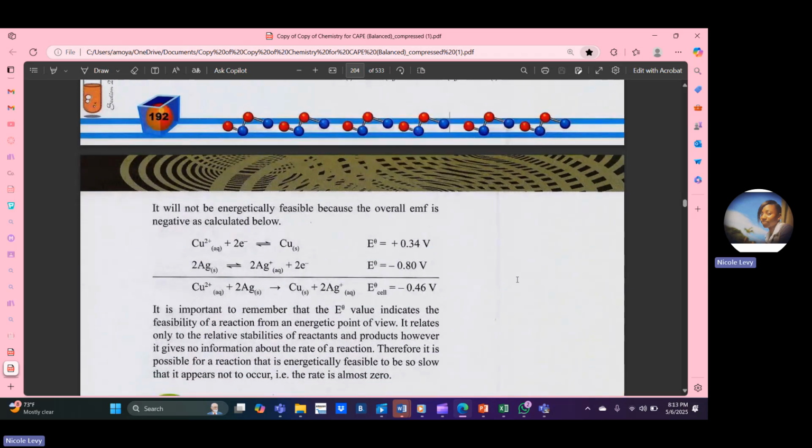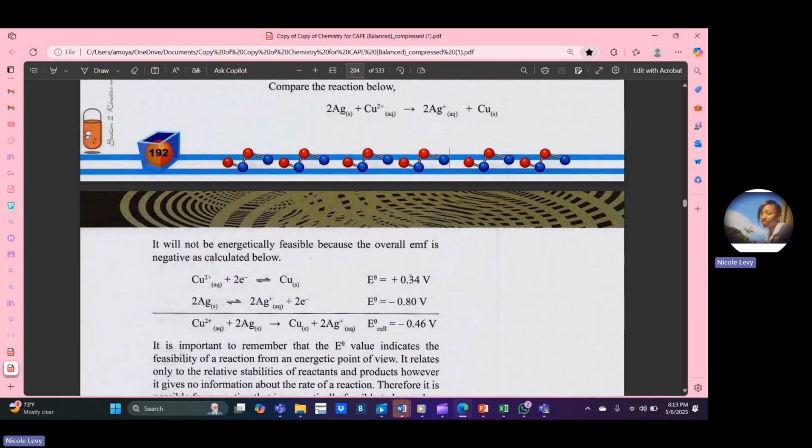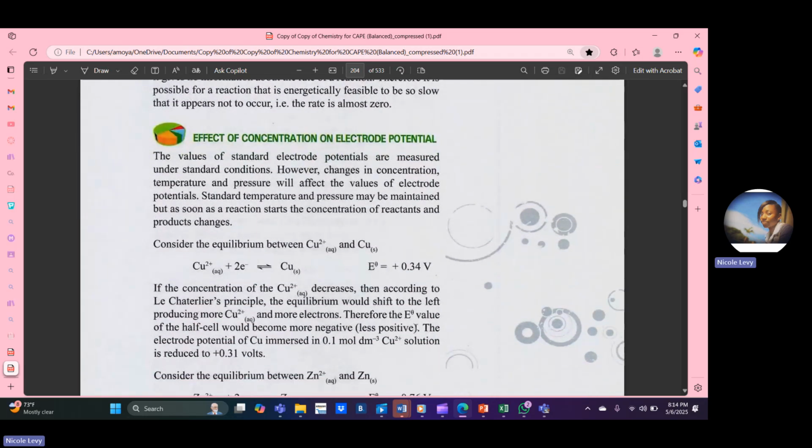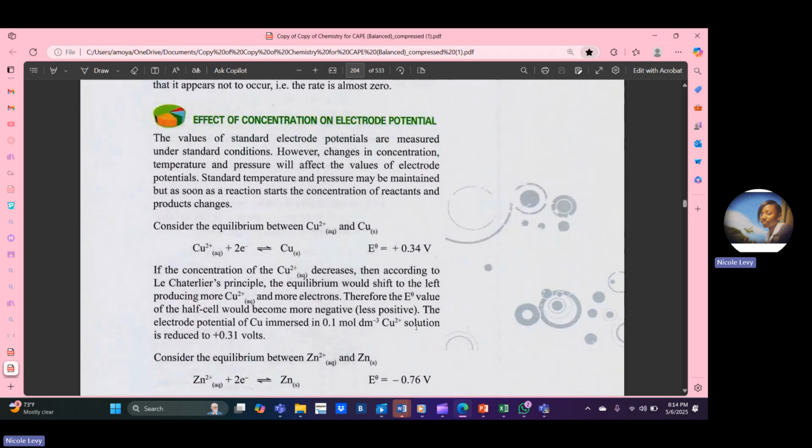All right. So let's say they gave us the copper having positive 0.34 and this silver being minus 0.8. That would give us a negative value, meaning that the reaction is not feasible. So remember that now: when you add the E naught values, if it's positive, it means the reaction is feasible. If it's negative, it means the reaction is not feasible.